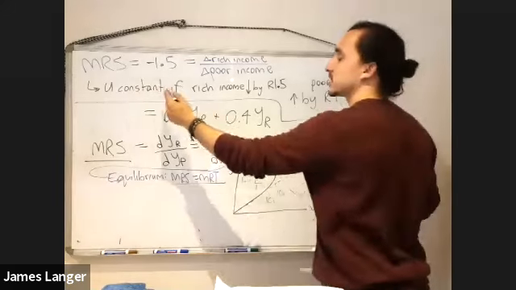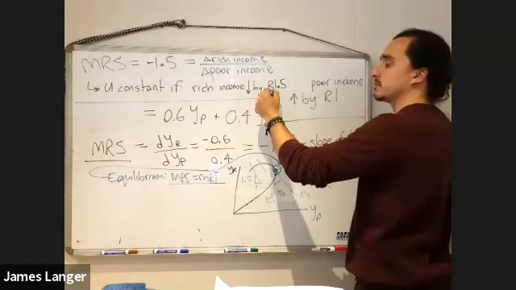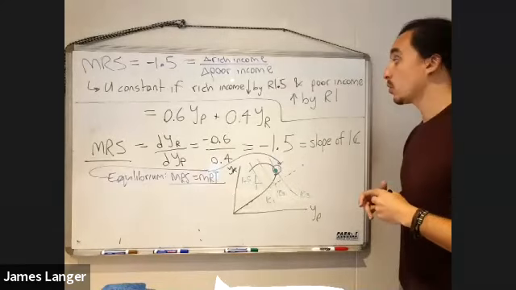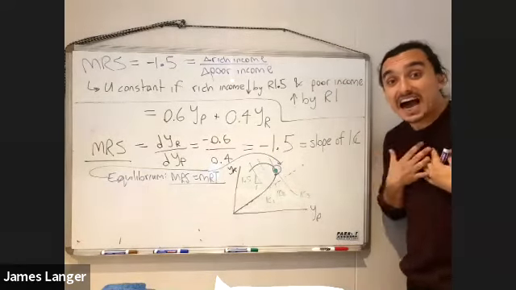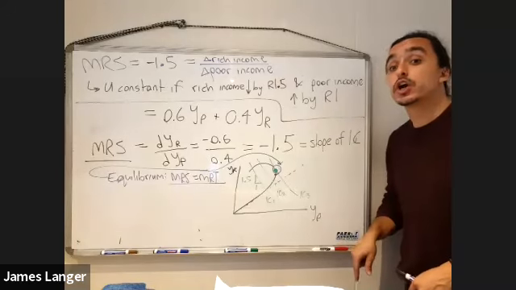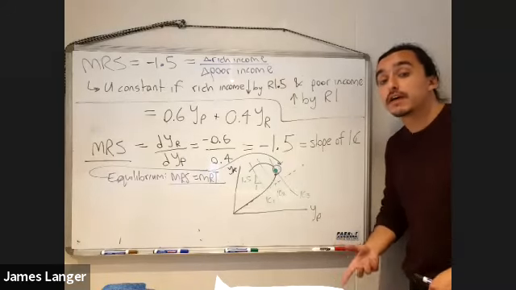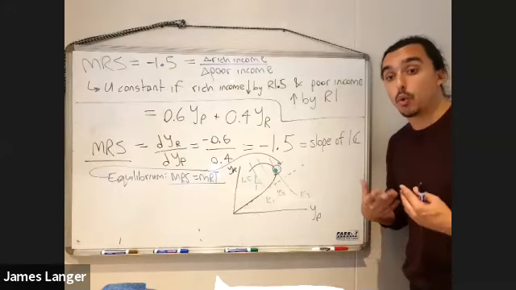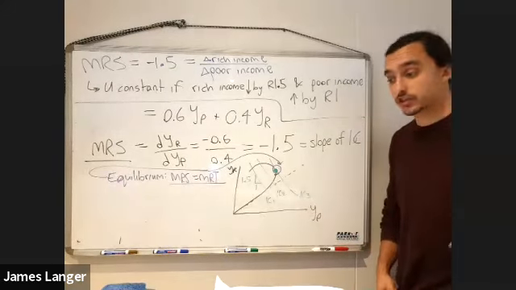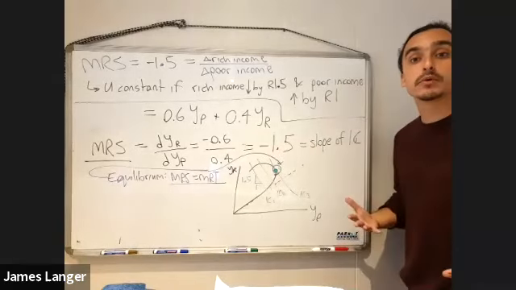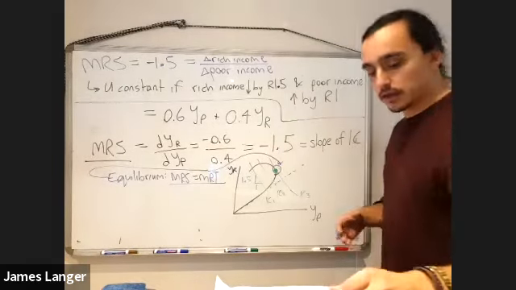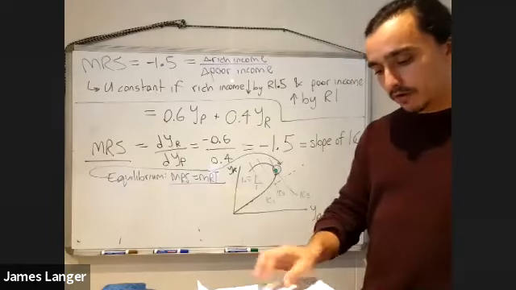So utility is constant if rich income were to decrease by 1 Rand 50 and poor income were to increase by 1 Rand. So it's saying I care more about the poor. I'm okay with the rich losing 1 Rand 50 if it means that the poor could earn 1 Rand more. So you can take 1,500 Rand away from the rich, give 1,000 Rand to the poor, and I'm happy with that. Okay? So that's how we interpret the MRS. Guys, let me know if we're okay to move on.